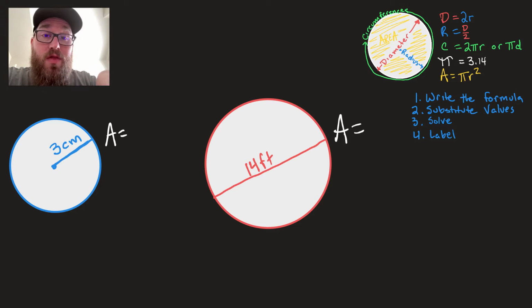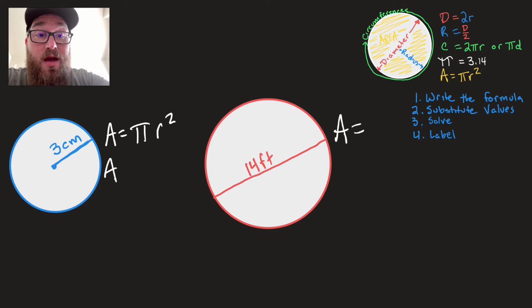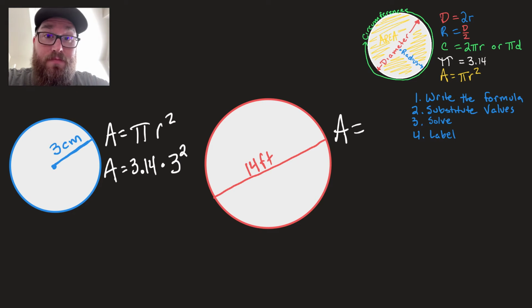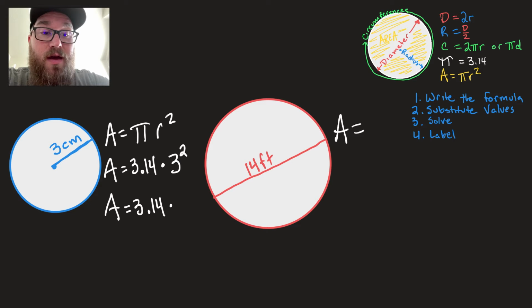So for the blue circle right down here, it gives me a radius. So since it gives me the radius in my formula, and I'm trying to find area, it says A equals pi r squared. And this is great. It gave me a radius. So my area is, substitute values, 3.14 times 3 squared. Now, this is where order of operations come in and why we went over that. We need to deal with squared or exponents first. So we're going to do 3 squared, which is 3 times 3. So area equals 3.14 times 9.